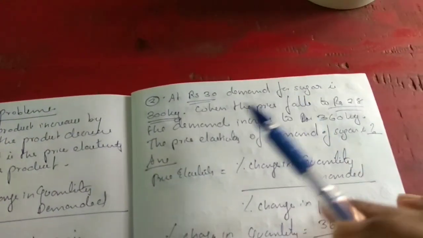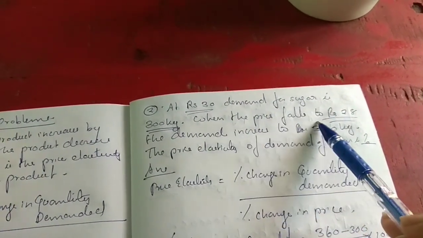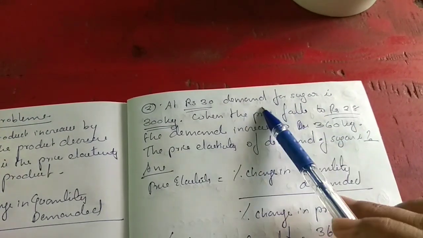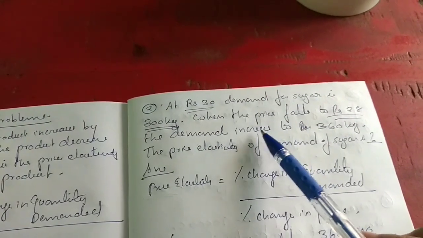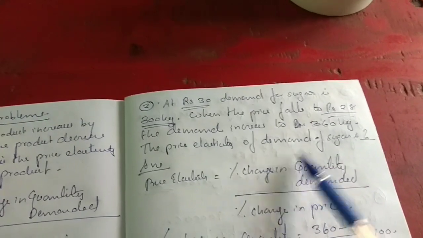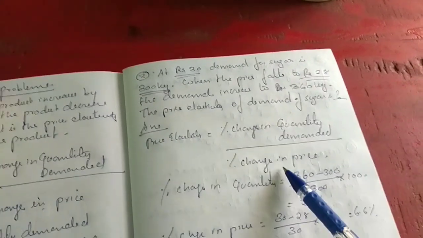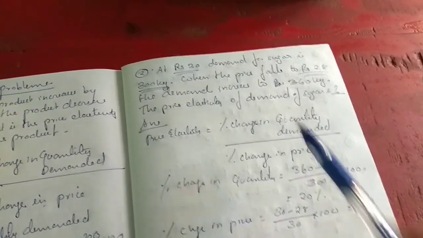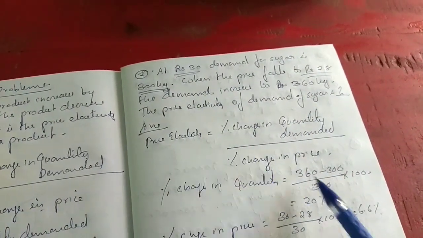Now the second question. At rupees 30, demand for sugar is 300 kg. When the price falls to rupees 20, demand increases. We know that when the price of a commodity like sugar falls, we all want to buy more. So it's 360 kg. What is the price elasticity of demand of sugar? Price elasticity is percentage change in quantity demanded by percentage change in price. Percentage change in quantity is 360 minus 300 by 300 into 100, which is 20%.